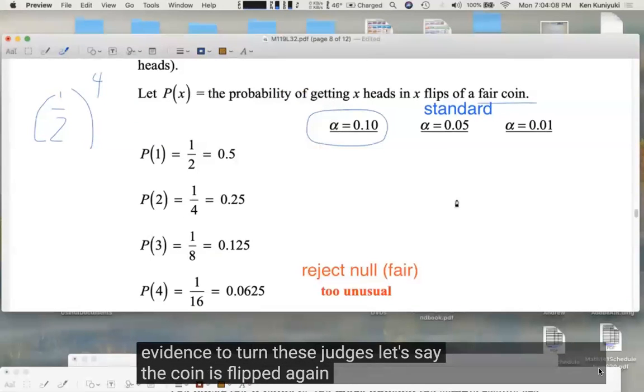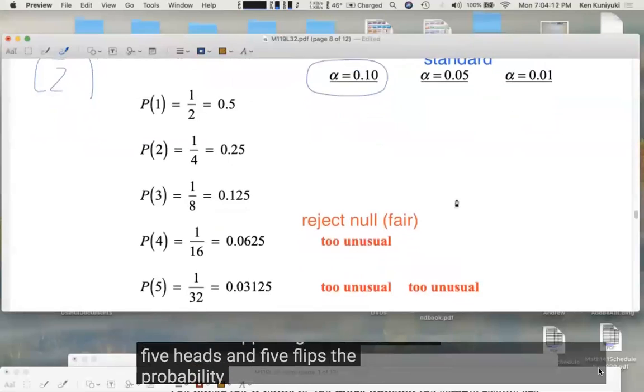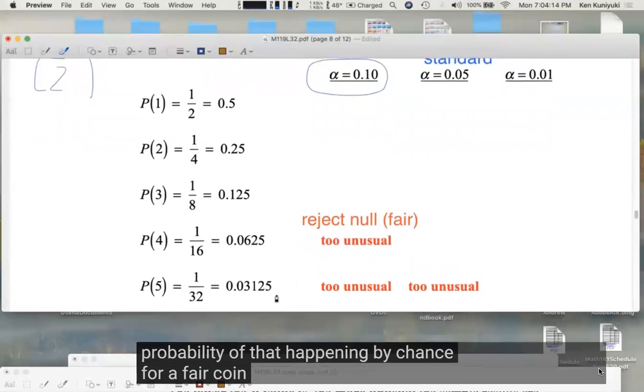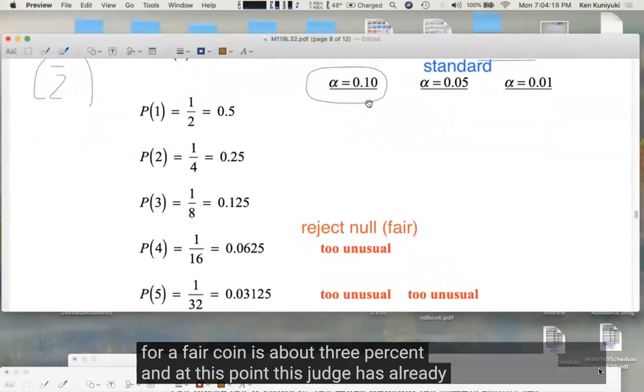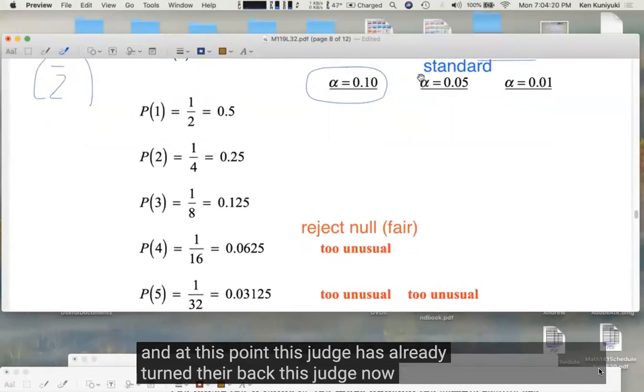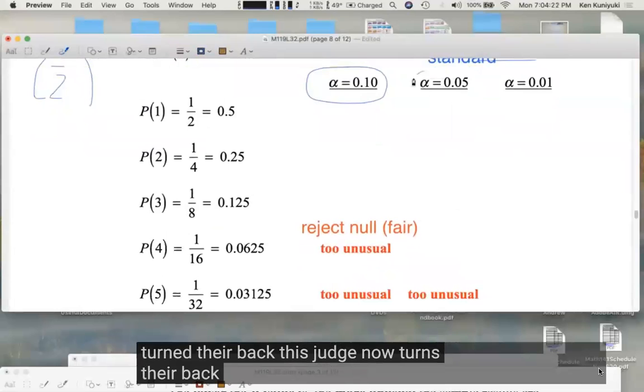Let's say the coin is flipped again. We now have 5 heads in 5 flips. The probability of that happening by chance for a fair coin is about 3%. And at this point, this judge has already turned their back. This judge now turns their back.